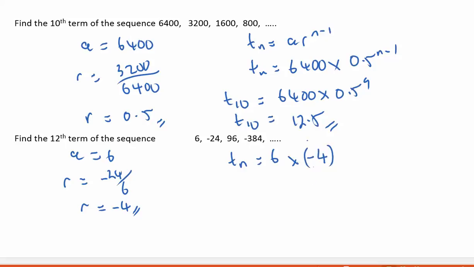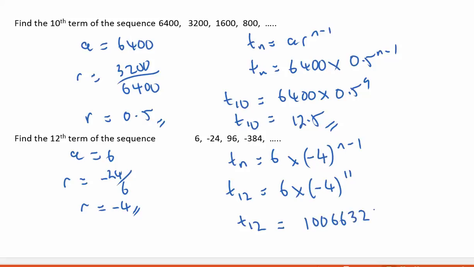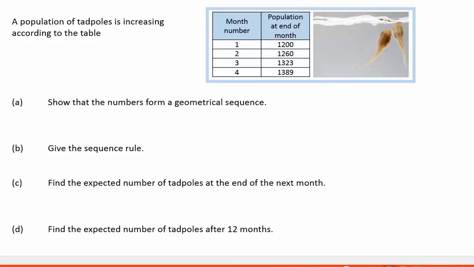To show that it is all to the power, we put brackets around it. And to find the 12th term, we simply plug that into the calculator and we'll end up with 100663296 as our answer.